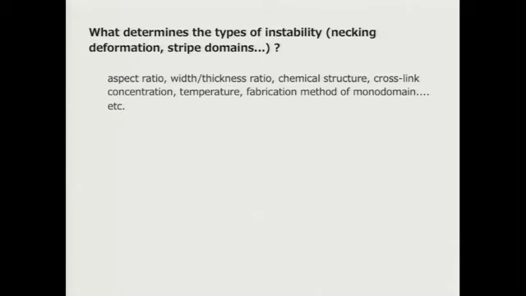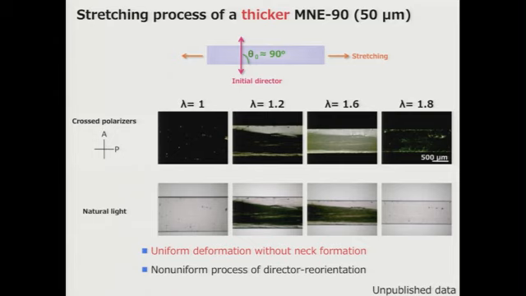Finally, I will show you one example of this complexity. This is the data of preliminary experiments. The sample is a thicker sample. Now the angle is 90 degrees. The difference is only in the thickness. In this case, the sample shows no necking deformation, but the director rotation process is non-uniform.